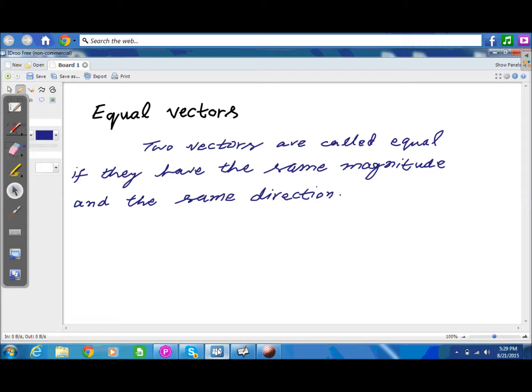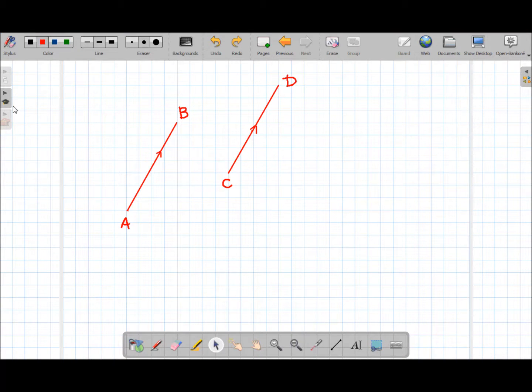Equal vectors. Two vectors are called equal if they have the same magnitude and the same direction. Let's see. We have two vectors AB and CD, and these are equal vectors. We can say they are equal vectors because both of these two vectors have the same magnitude and the same direction. Now we check whether they have the same direction or not.